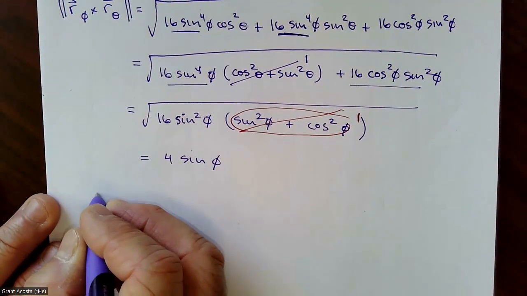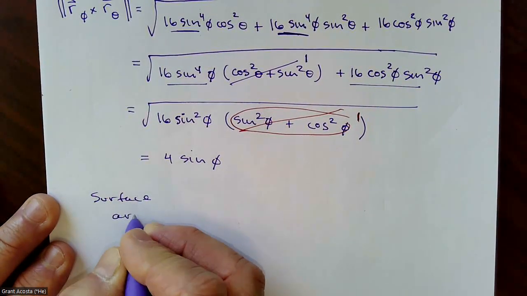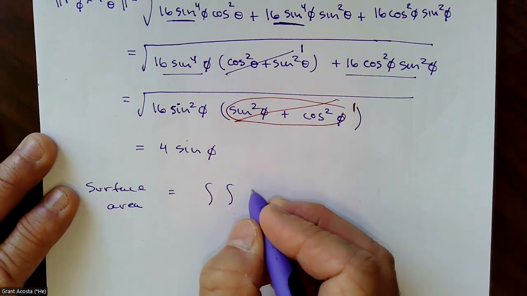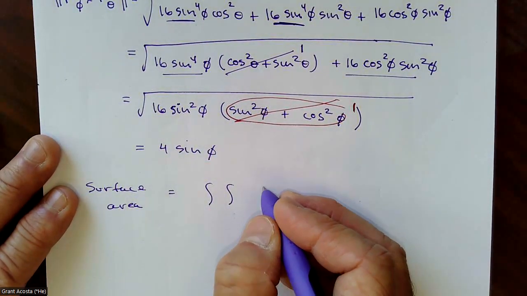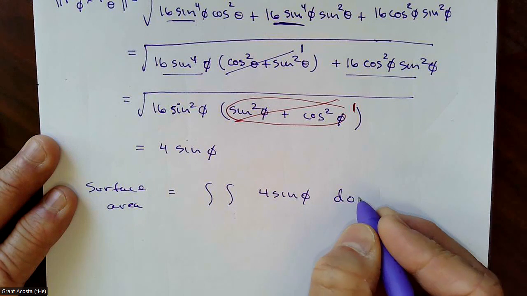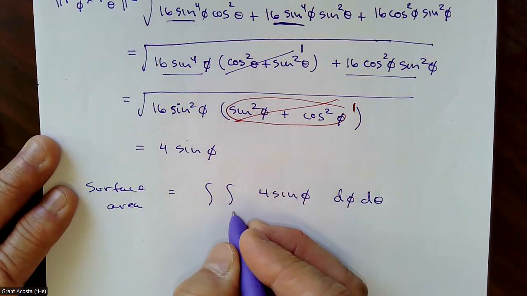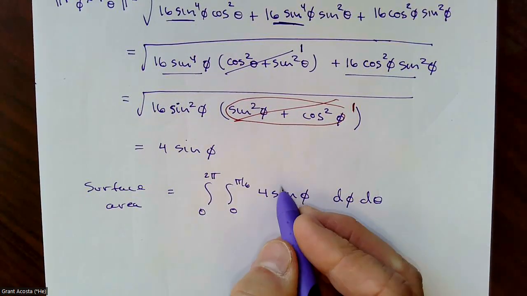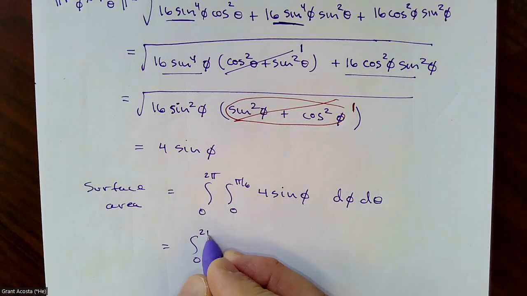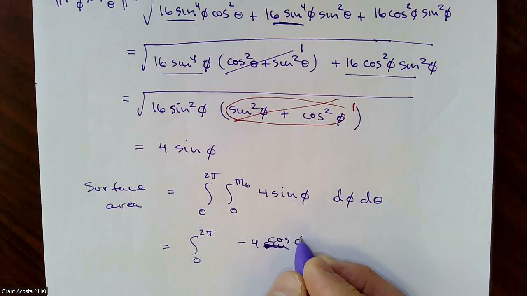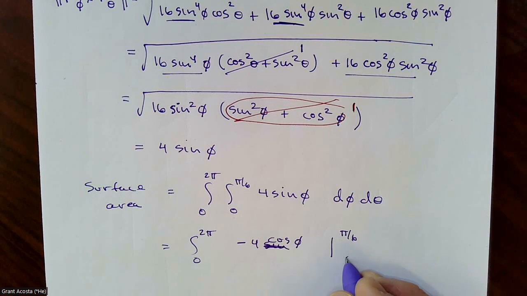So our surface area is going to be the double integral of the magnitude of r sub phi crossed r sub theta, which we got to be 4 sine phi. We can do it either way. I guess I'll do d phi d theta. So that's going to go from 0 to pi over 6. This is going to go from 0 to 2 pi. And this is a very doable integral. The antiderivative is going to be negative cosine, so we'll have -4 cosine phi from pi over 6 to 0.